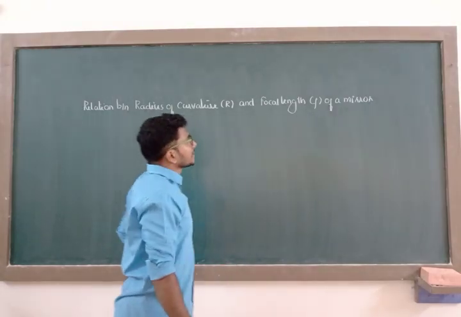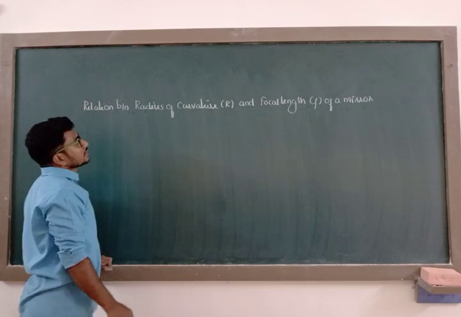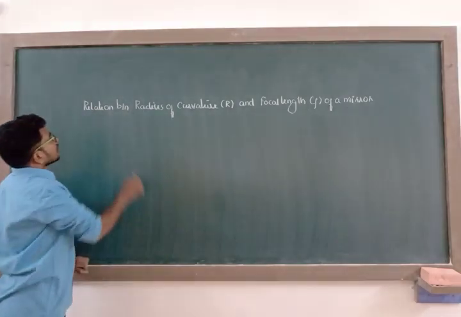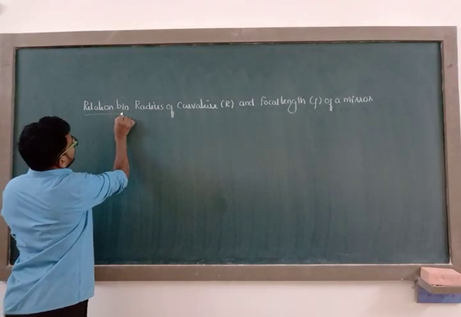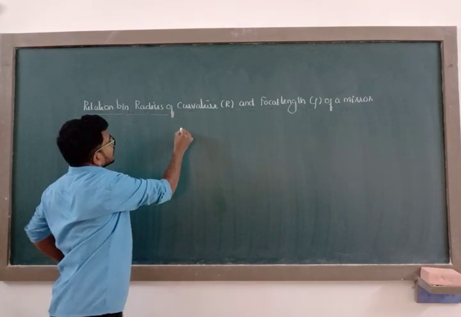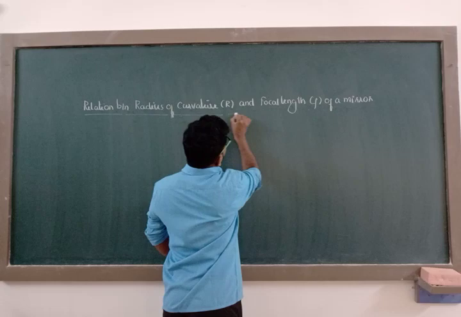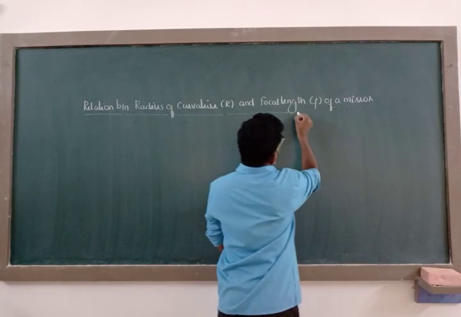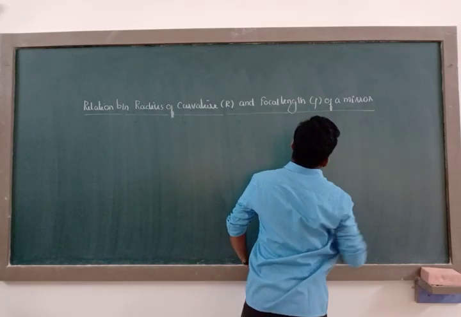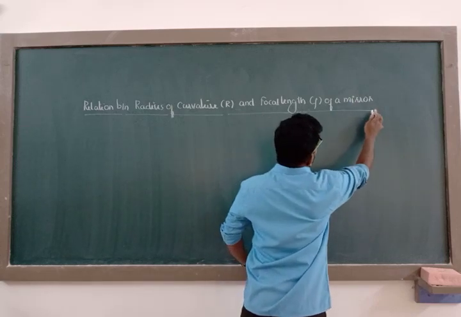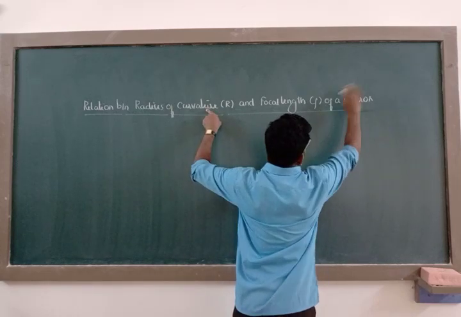So in your annual examination, they are going to ask this relation for 3 marks. That is a relation between a radius of curvature and focal length of a mirror. So mirror means that is understood, spherical mirror.